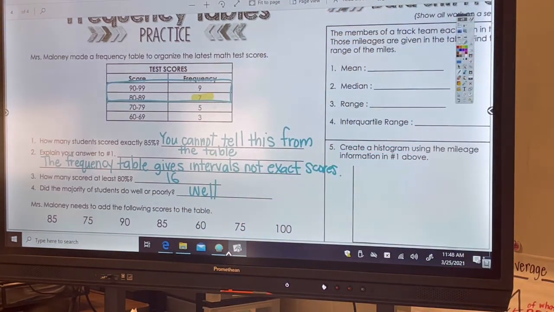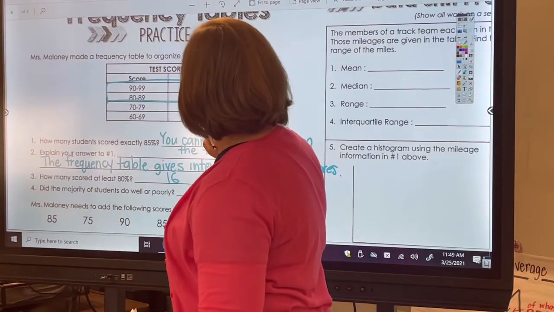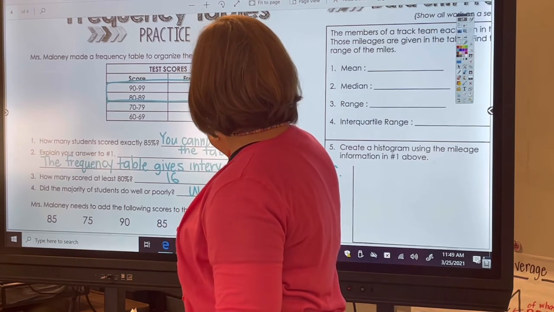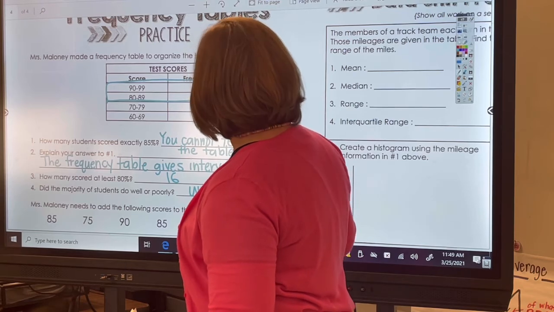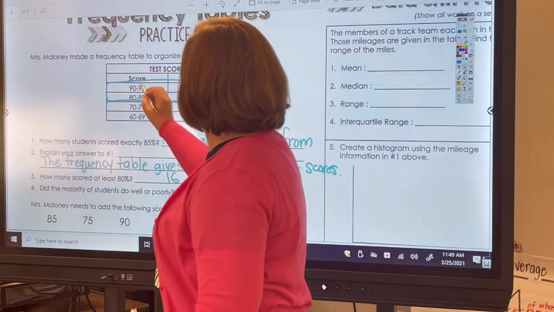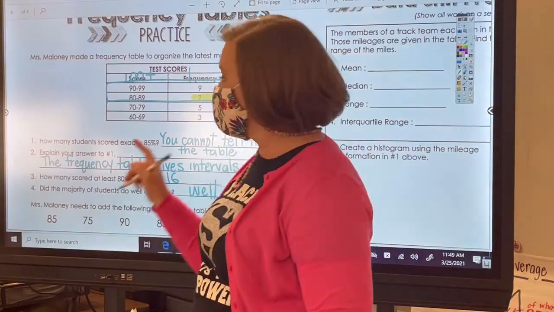All right, then it asks you to add those. Let me see that on your paper. So if you add the numbers, you're going to have to, if we added 85, 75, 90, 85, 60, 75, and 100. Do I have a 100 here? No. So what are we going to have to do? Add a new 100 plus and add a new row. Okay, so you need to do that down there.